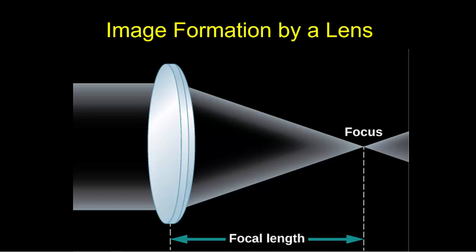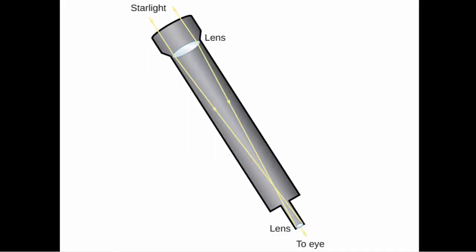We call the focal length the distance from the center of the lens to where the incoming parallel light rays come to focus. And so that's the focal length of the lens. And then your eyepiece will also have a focal length. Some terminology that I've been using.